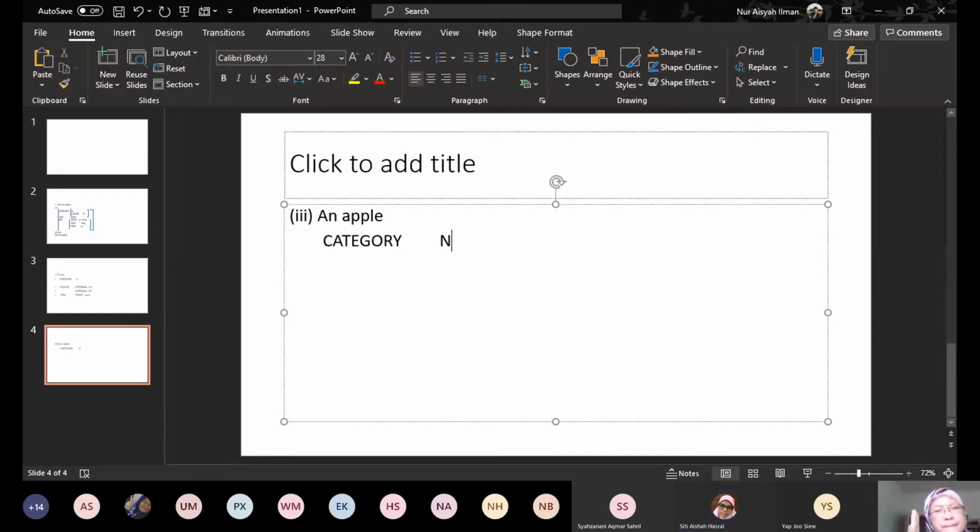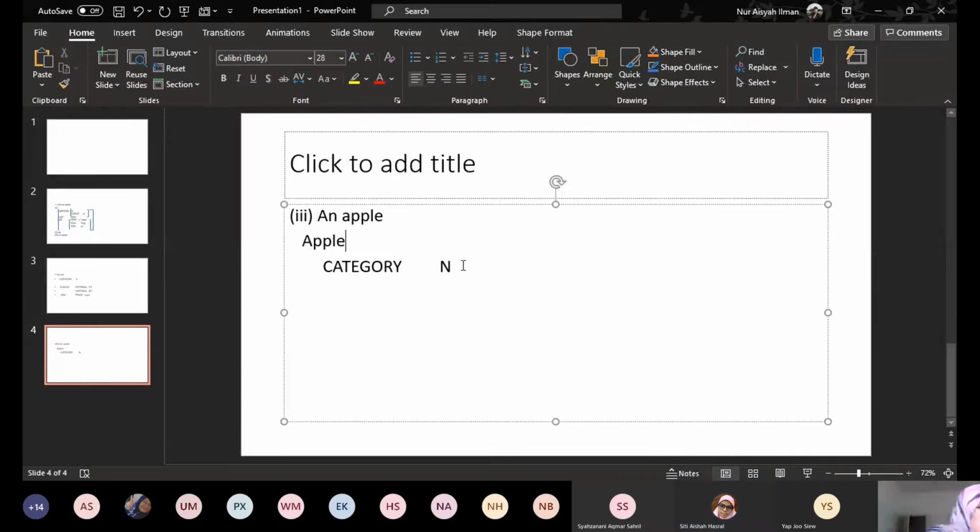We have to do apple first. Let's do apple first, because we usually always go from right to left. So we say we're going to do apple first. So what is apple? So apple is a proper noun. Sorry, it's a common noun.